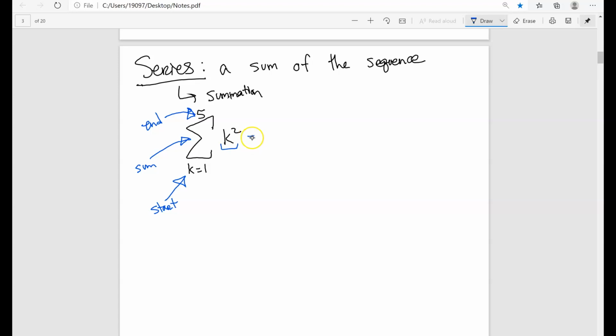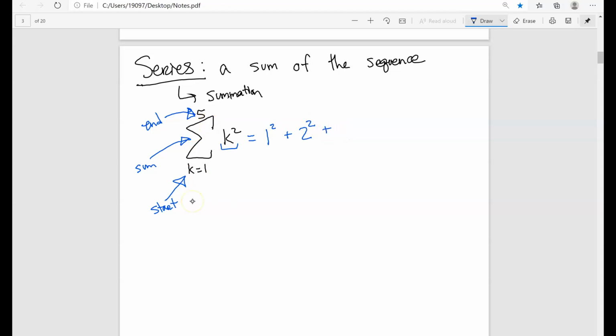So you're starting at k equals 1. You're going to plug in 1 there, so you get 1 squared. Then you think about, am I at 5 yet? No. So now I go to the next one, k equals 2. I plug in 2, 2 squared. Am I at 5 yet? No. So I continue adding.